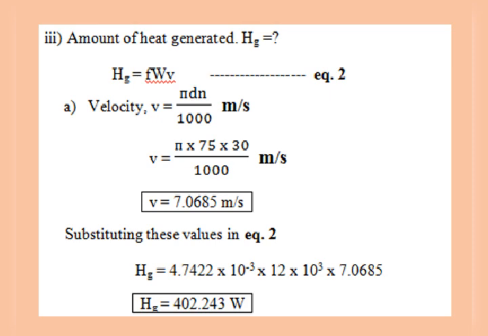Now by substituting this velocity in equation number 2, we will get H suffix g is equal to coefficient of friction according to Mecke's equation, what we got, that is 4.7422 into 10 raised to minus 3 into load 12 into 10 raised to 3 into velocity V is equal to 7.0685. By substituting this, we will get the value of amount of heat generated H suffix g is equal to 402.243 watts. This is the required solution.